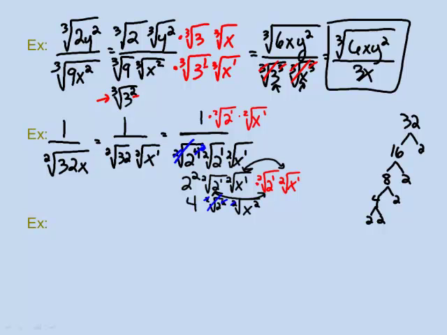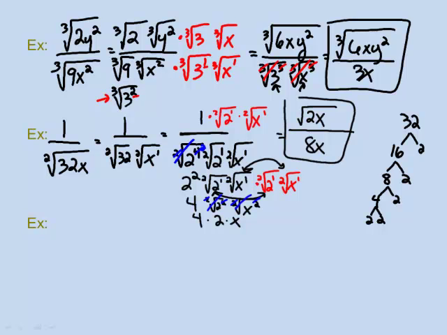Power and index match and our sign goes in both of these cases. And our denominator then, bringing it over here, would be 4 times 2 times x, which is 8x in our denominator. Numerator, we've got 1 times the square root of 2 times the square root of x, simply gives us the square root of 2x in our numerator. And that would be our final simplified answer.